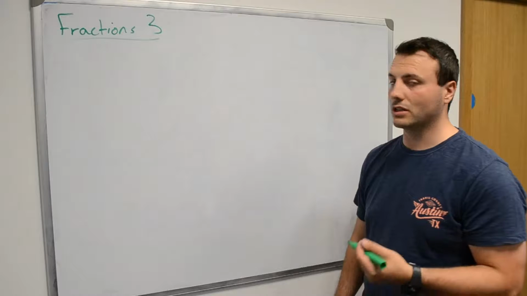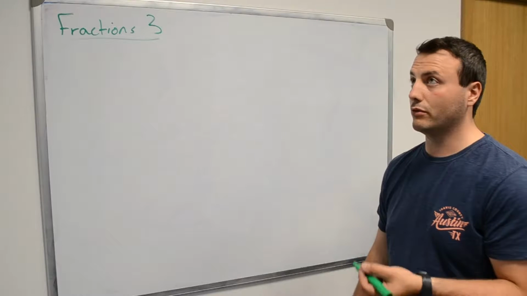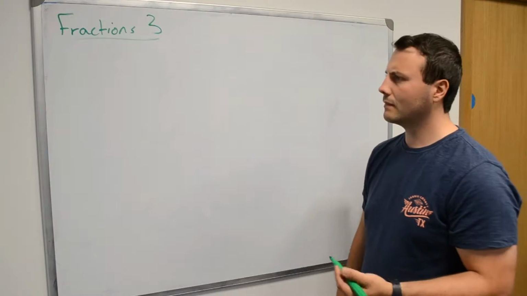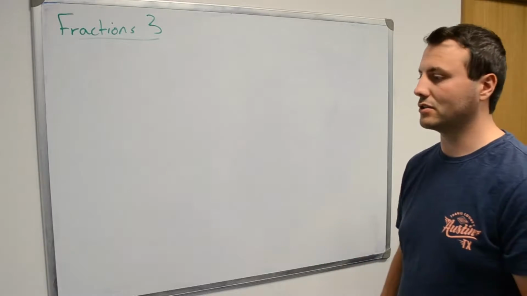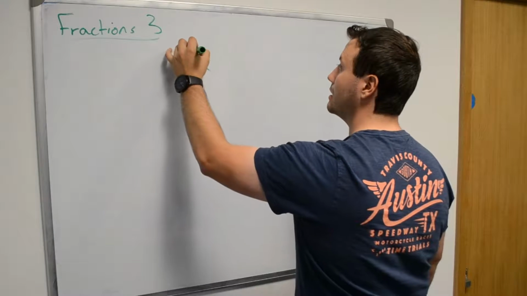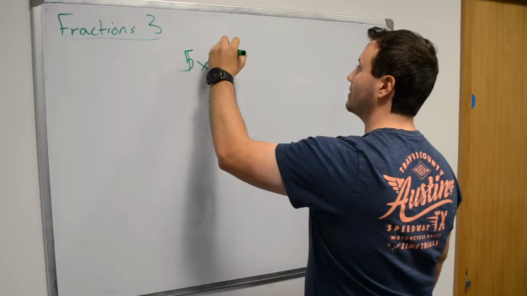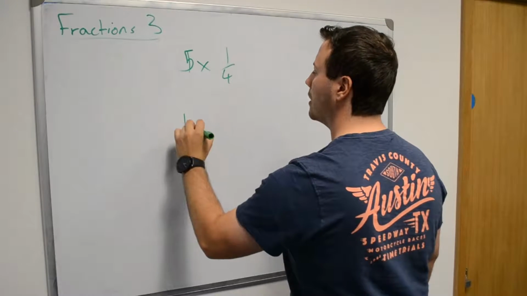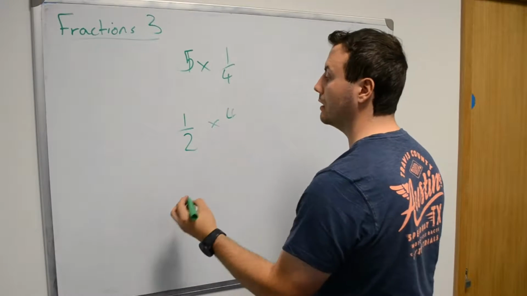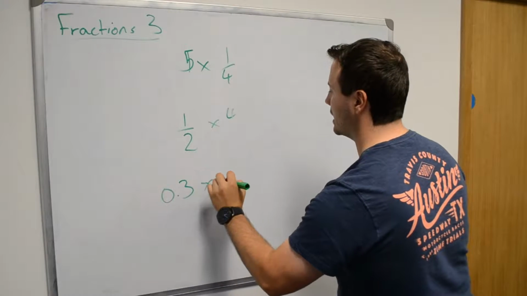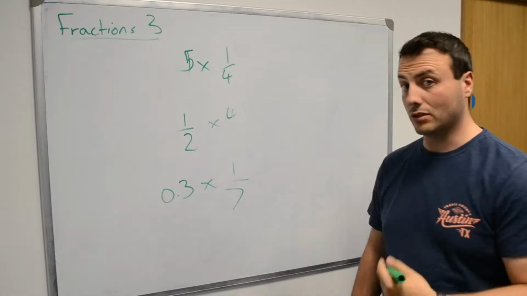So in fractions 3, we're going to touch a little bit more upon how we deal with multiplying fractions by numbers and decimals. That isn't what we've already covered in fractions 2. The example we're trying to give is questions such as 5 times a quarter, a half times by 4, or more complicated questions such as 0.3 times by a seventh. How do we deal with these sort of questions?